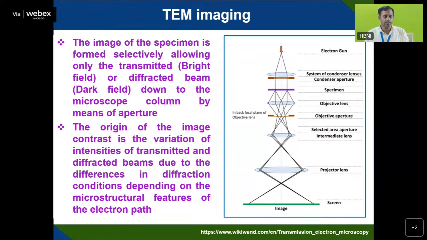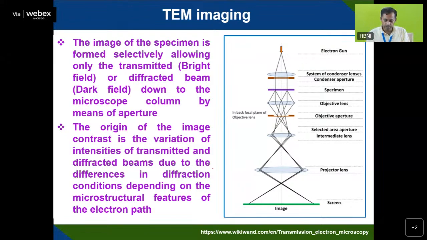The image of a specimen is formed by selectively allowing the transmitted beam or a diffracted beam down the microscope. If you allow the direct beam, it is called a bright field image, and if you use a diffracted beam, it is called a dark field image. The origin of the image contrast is the variation in the intensity of the transmission.